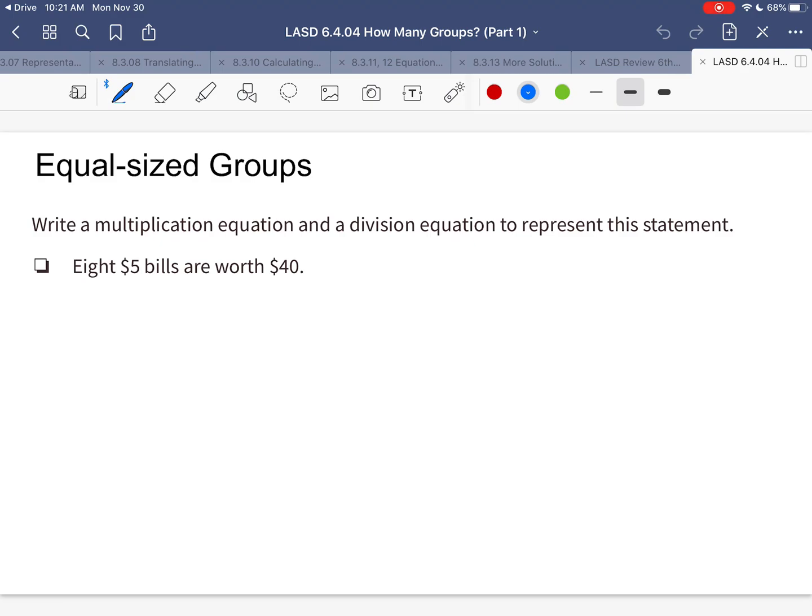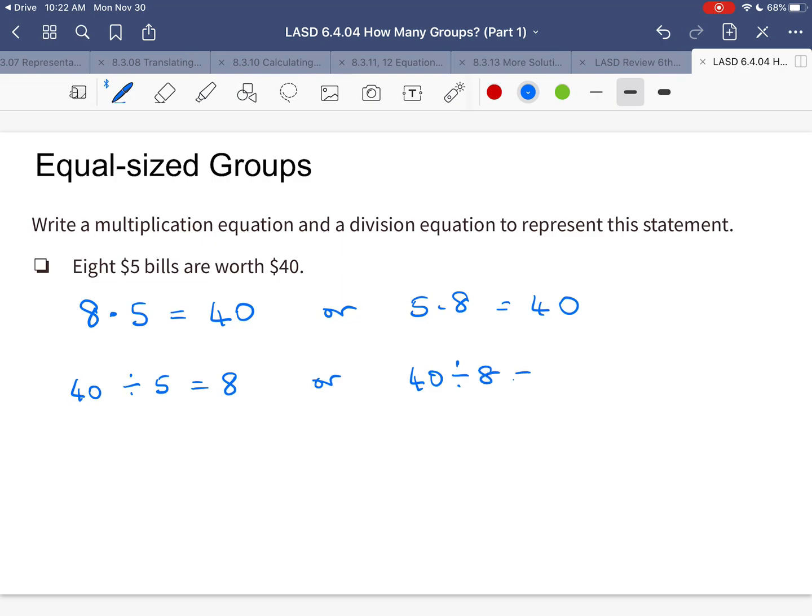So let's look at equal sized groups here. We've got 8 $5 bills are worth $40. Let's write a multiplication equation and a division equation to represent this. For multiplication, I could say 8 times 5 equals 40, or I could write it the other way around, 5 times 8 equals 40. And for division, I can write 40 divided by 5 equals 8. If I divide 40 by 5, I get 8. Or I could write 40 divided by 8 equals 5.